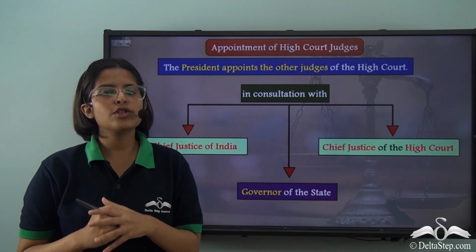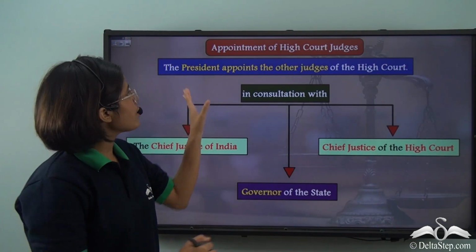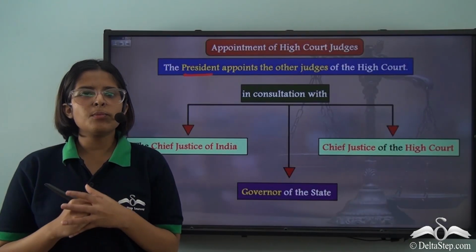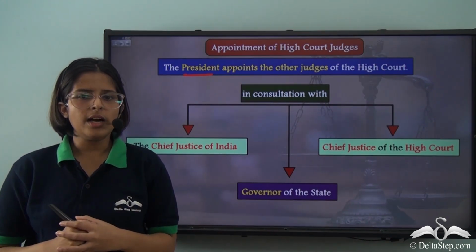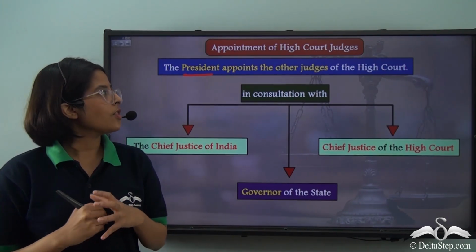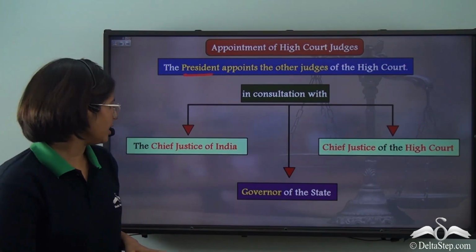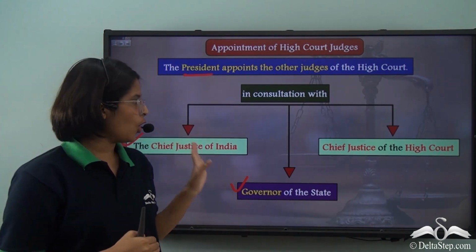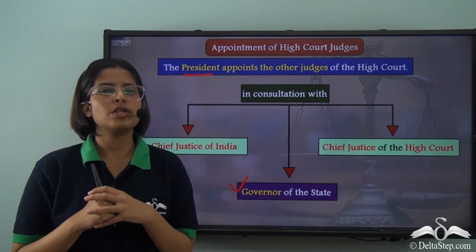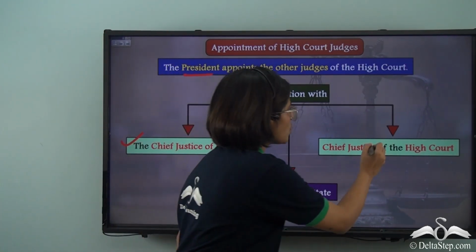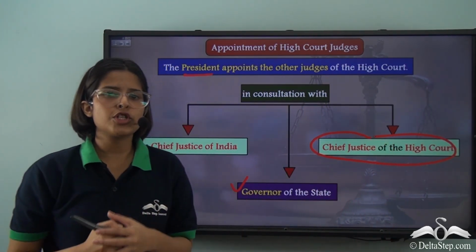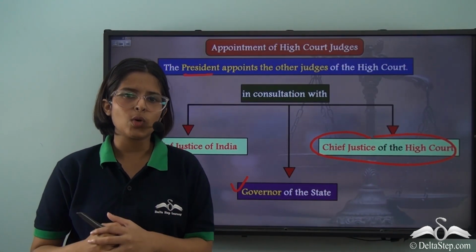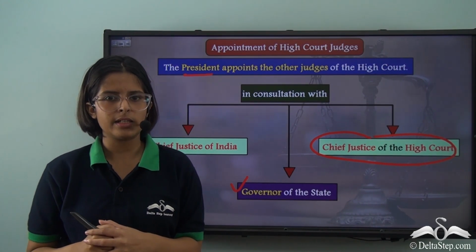Similar to the appointment of the Chief Justice of the High Court, the President appoints the other judges of the High Court. In appointing the judges, the President has to also consult with the Chief Justice of India and the Governor of the state. But along with these two, in the appointment of the judges of the High Court, the President also has to consult with the Chief Justice of the High Court. When we say the Chief Justice of the High Court, it is the High Court in which the judges are being appointed.